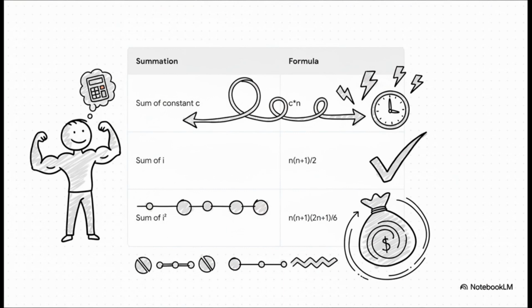The first one is pretty obvious. If you add a constant, c, to itself n times, you just get c times n. Makes sense. But that second one, the sum of i, that's the one. That's our golden ticket. It's the direct answer to that hand-cramped problem from the beginning.